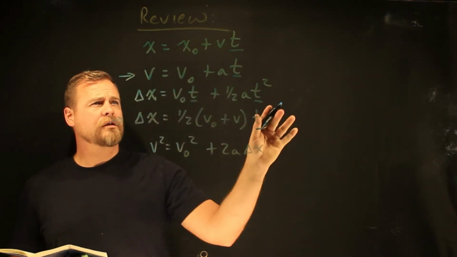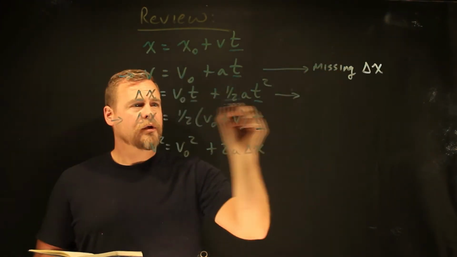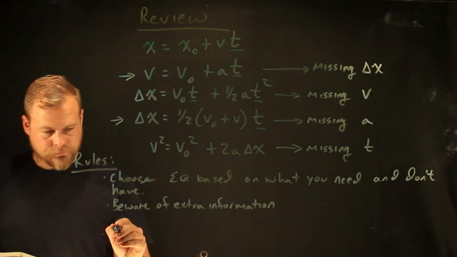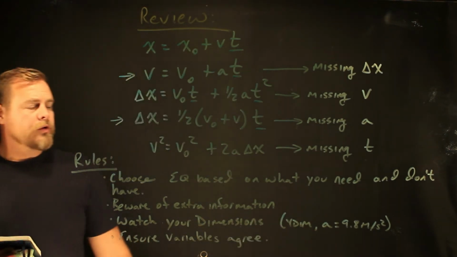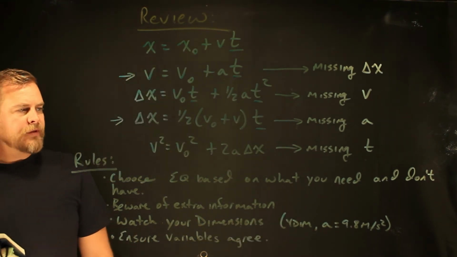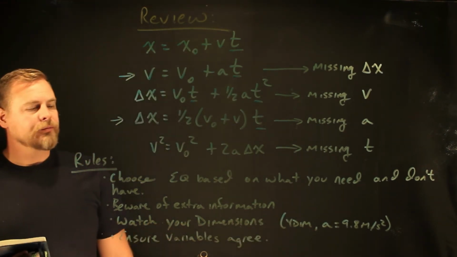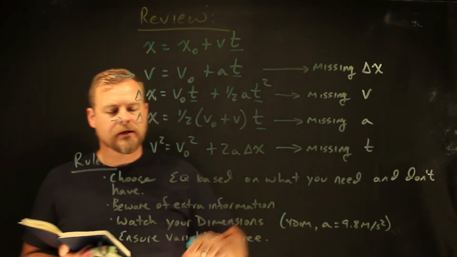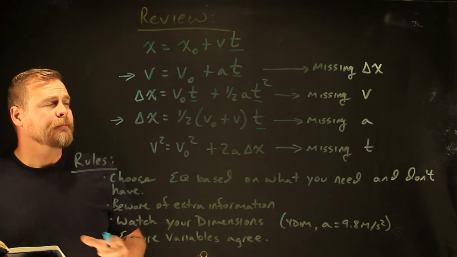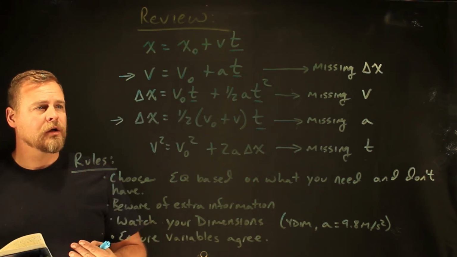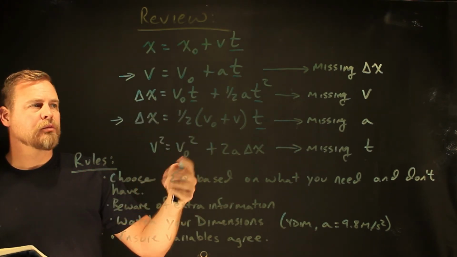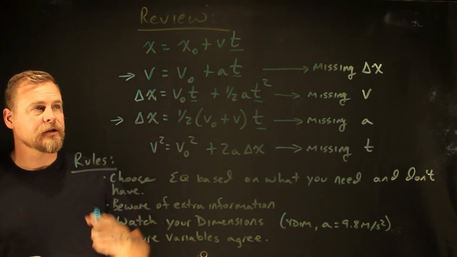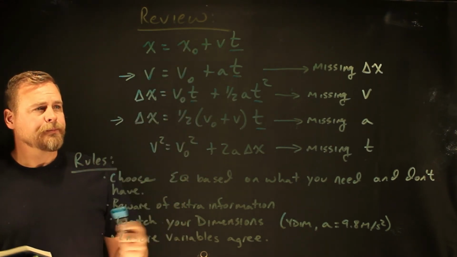So if we add to this a little bit, here are some rules that I've come up with as I've been doing these kinematic problems. You're going to choose your equation based on what you need and what you don't have. So when you're reading a word problem and they give you a list of variables, you're going to jot those down, and then compare them to this list here of kinematic equations.